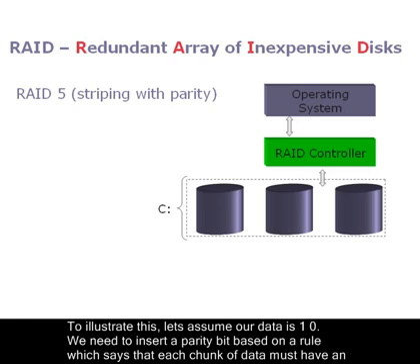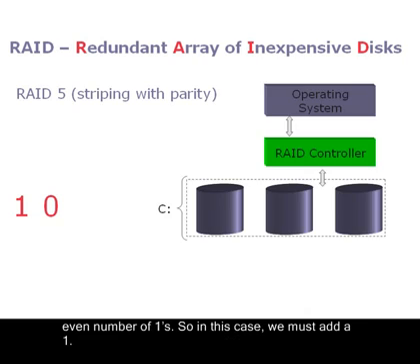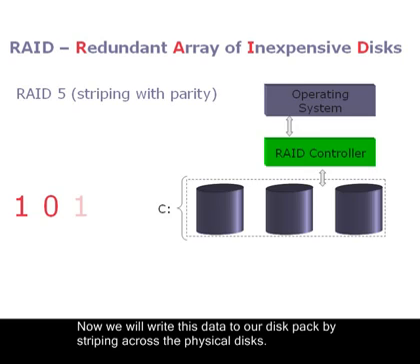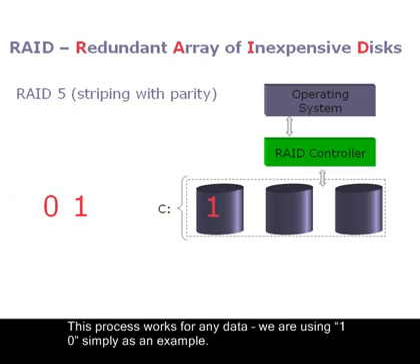To illustrate this, let's assume our data is 1, 0. We need to insert a parity bit based on a rule which says that each chunk of data must have an even number of ones. So in this case, we must add a 1. Now we will write the data to our disk pack by striping across the physical disks. This process works for any data. We are using 1, 0 simply as an example.